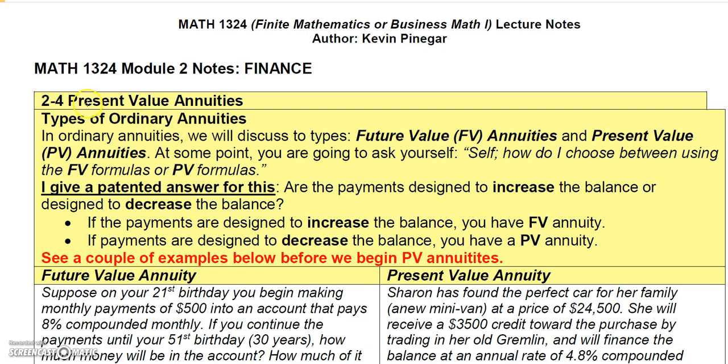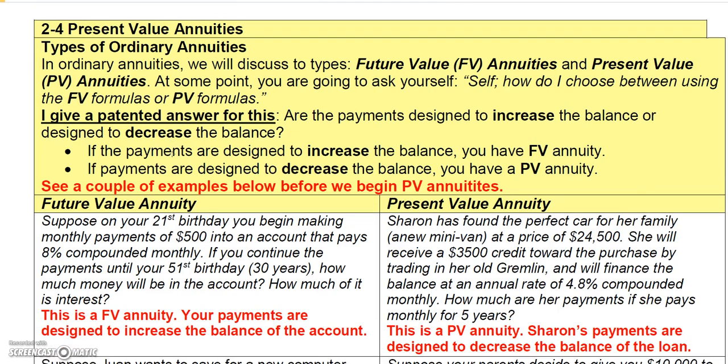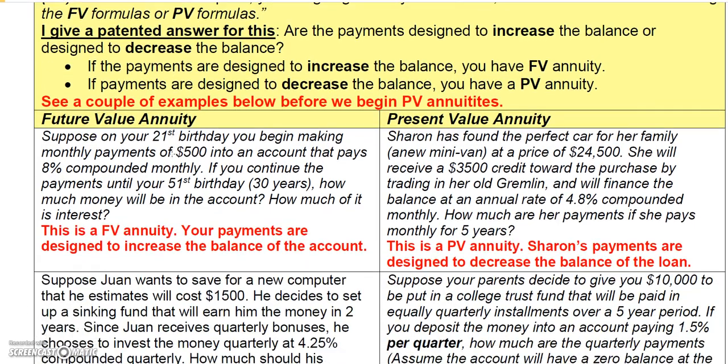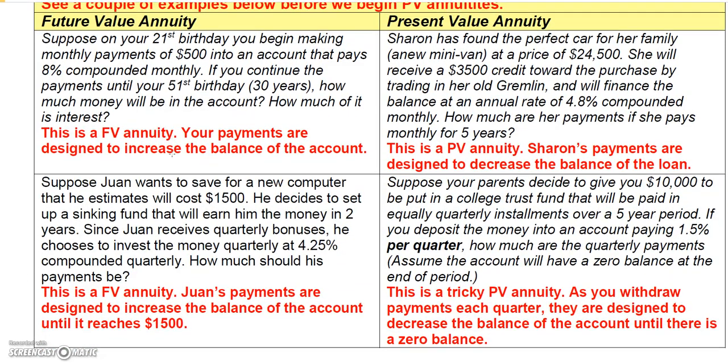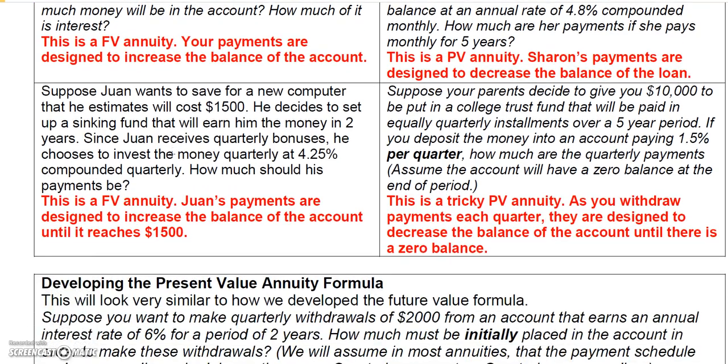In this section, I'm going to talk about present value annuities. And so basically, you'll see that I just copied the same intro here that I have for future value annuities that just sort of explains the difference between the two types of annuities. So if you need to revisit this, you can.